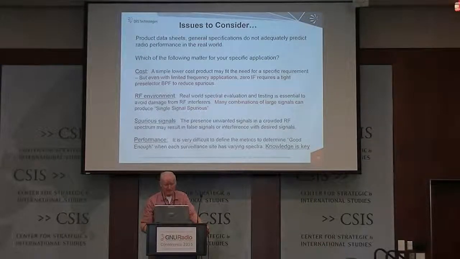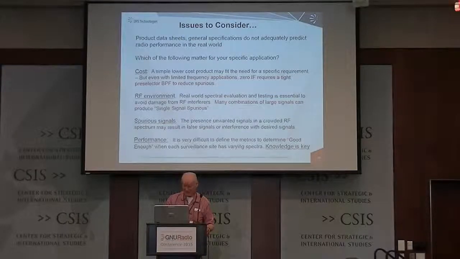The zero IF is perfect for situations where you put a preselector in and you don't tune anything. Now you can control your environment. But if you're going to tune over a wide piece of the spectrum, then possibly the superhet will do better. But the main thing is performance. It's very difficult to turn the metrics up good enough to let you understand what's on your antenna. And knowledge is key.